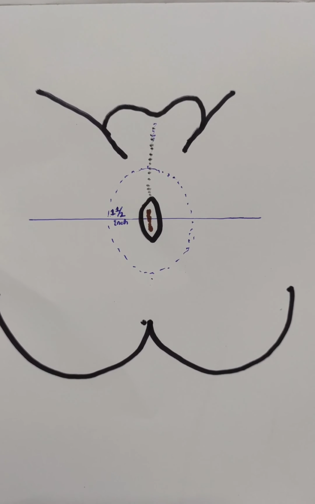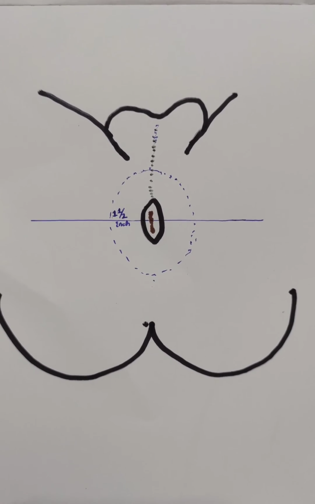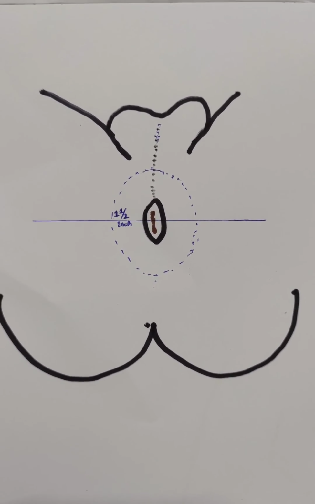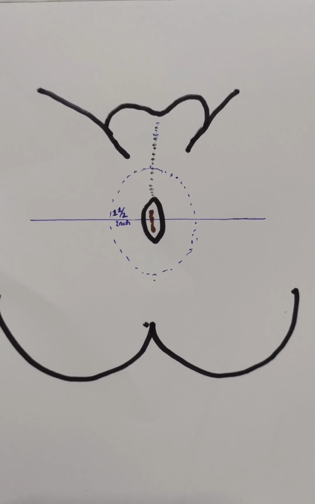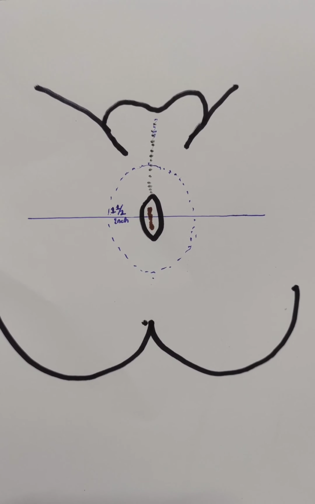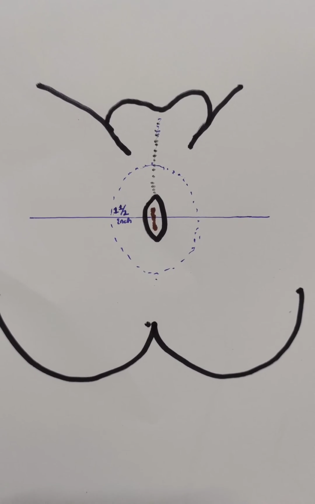Goodsall's rule is applied for fistula in ano. By using Goodsall's rules, we can make out two things. First point, the course of the tract. The second point, the internal opening.